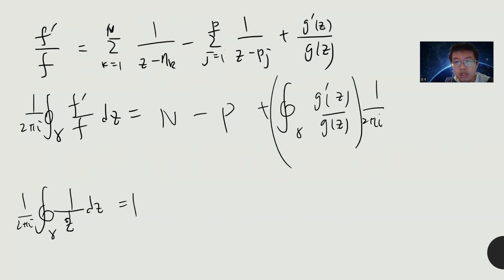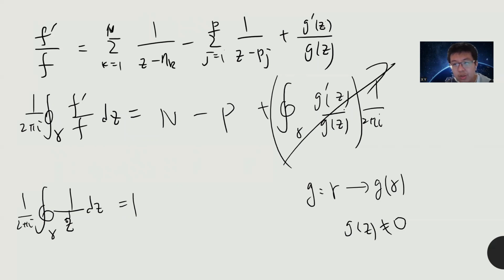By reparameterizing, you know that if you map gamma to g of gamma, then g of gamma is a curve on another complex plane. This g of gamma will not enclose 0, because g has no roots. g of z is never 0, so this term is always 0. So we prove the result.